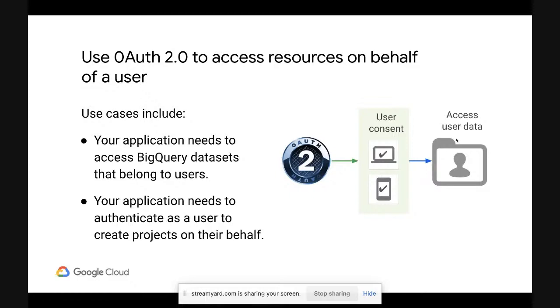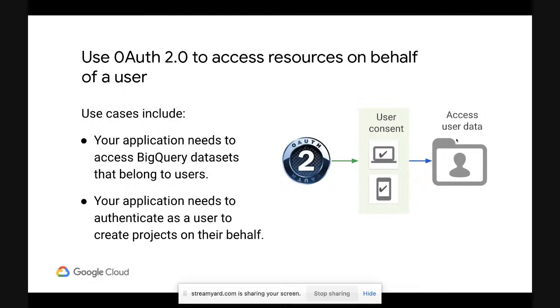Use cases where you might want to access resources on behalf of a user include your application needing access to things like BigQuery datasets that belong to your application users, and your application needing to authenticate as a user to create projects on their behalf. You can use what we call the OAuth 2.0 protocol to access resources on behalf of a user.